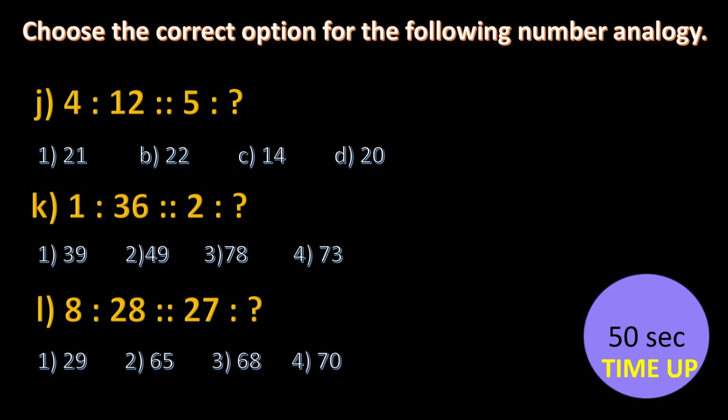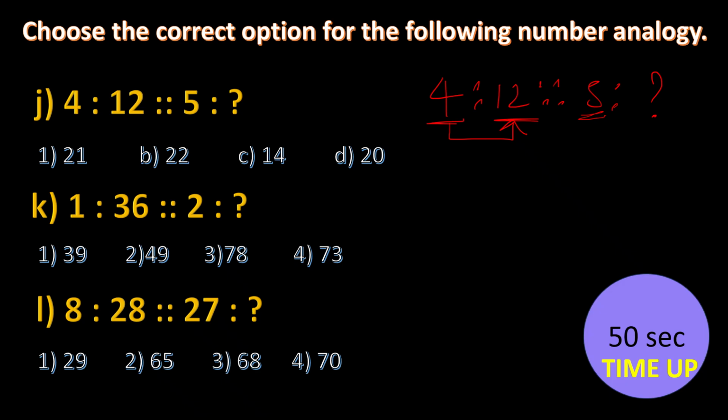Okay, students, so time up. Okay, so now we will solve. So first one is 4 is to 12. Then you have 5 is to what? Now, if you think these are not prime numbers, correct? Then if you go to square, this is 2 square. But 5 is not a square of anything. Okay, correct?